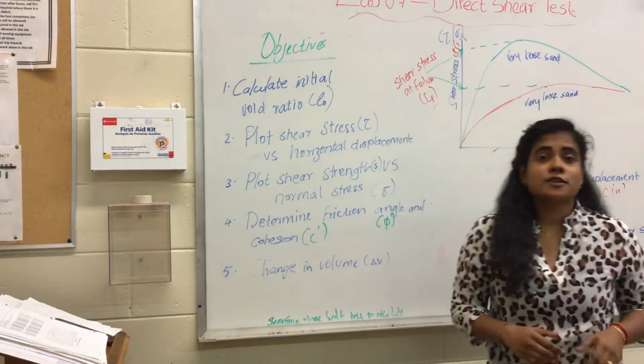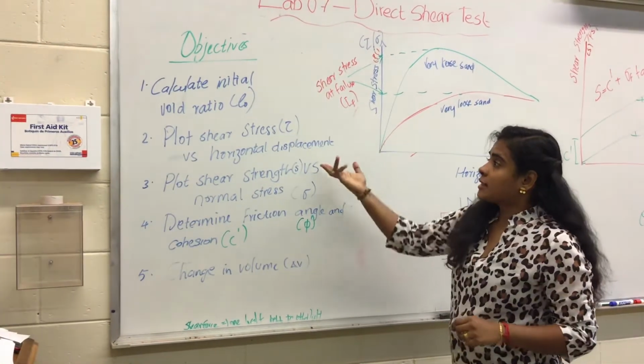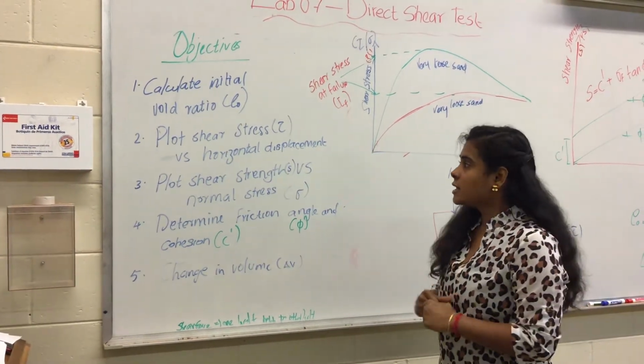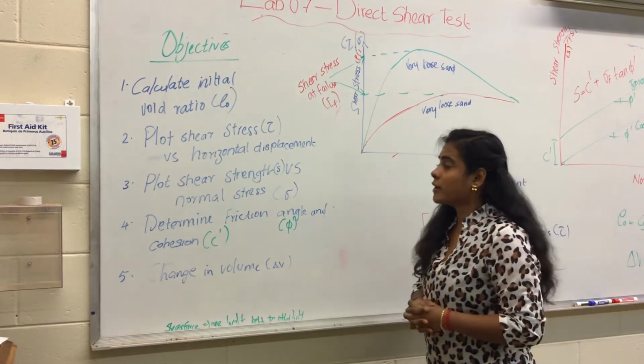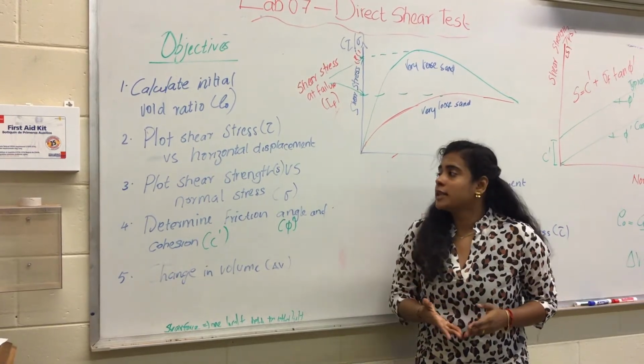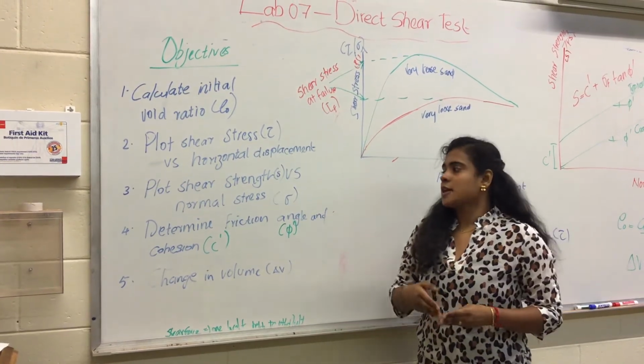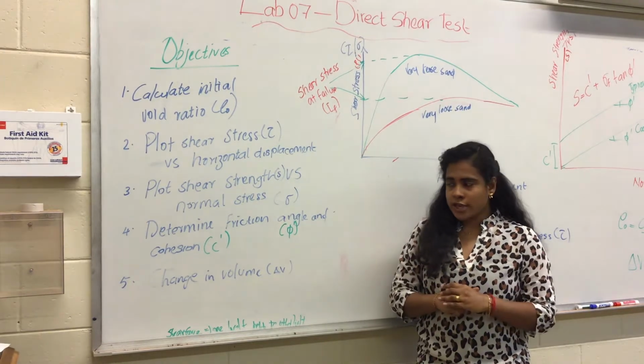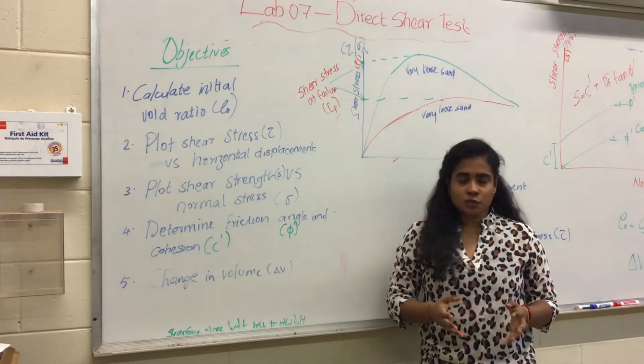So the objectives of today's lab are to calculate the initial void ratio of the soil, to plot shear stress versus your horizontal displacement, to plot the shear stress versus normal stress, then to find the friction angle and cohesion, and finally to find the change in volume.